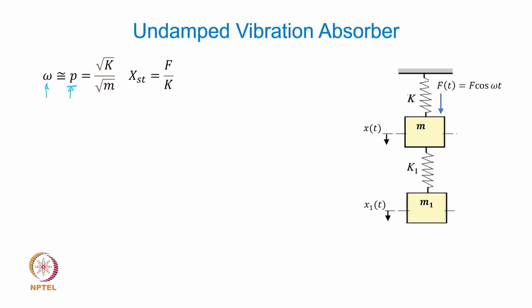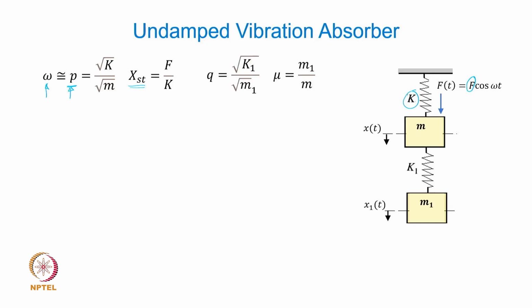We define this zero frequency deflection as f over k, where f is the magnitude of the excitation force and k is the stiffness of the parent system or main system, okay? And that basically is to help us get the non-dimensional curves of response.